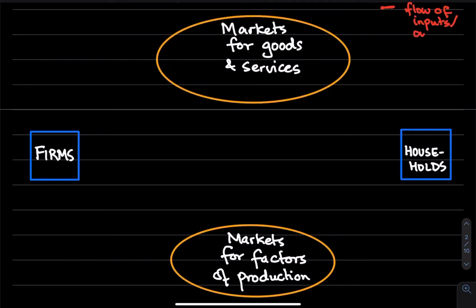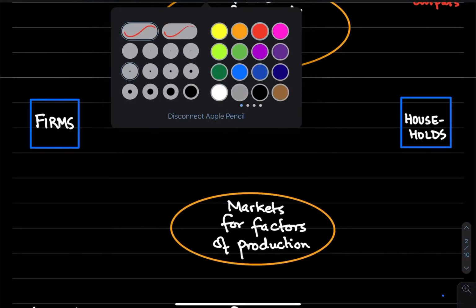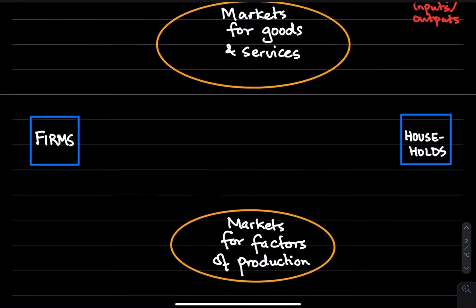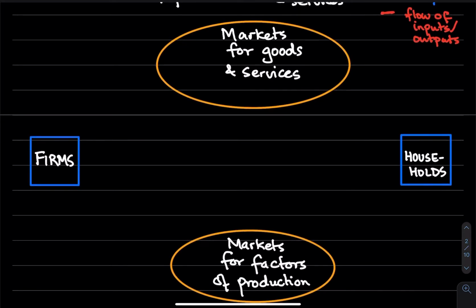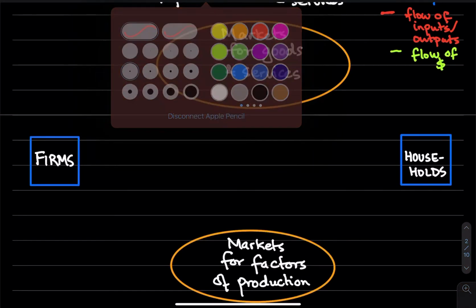And outputs, and the green line that you would see in the diagram is going to represent the flow of dollars. Okay, so let's try to understand what's going on here.